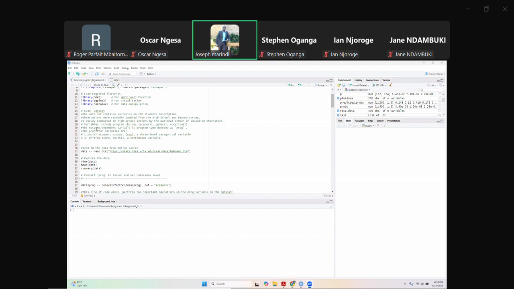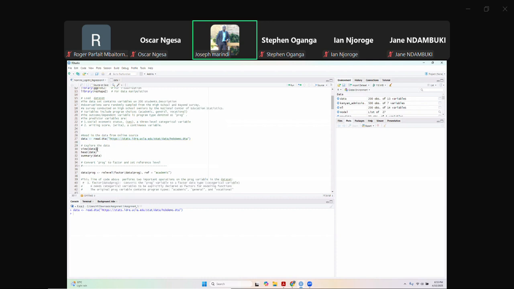We are going to use the outcome variable as the program type. This is basically one of the variables collected in the survey, and it's denoted as prog. And then we are going to use the predictor variables: socioeconomic status, which is a categorical variable with 3 levels, and also the writing score by the student, which is a continuous variable. The first step is basically to load the data. It's online, so we are going to run this line of code, and then we are able to load it into our R.